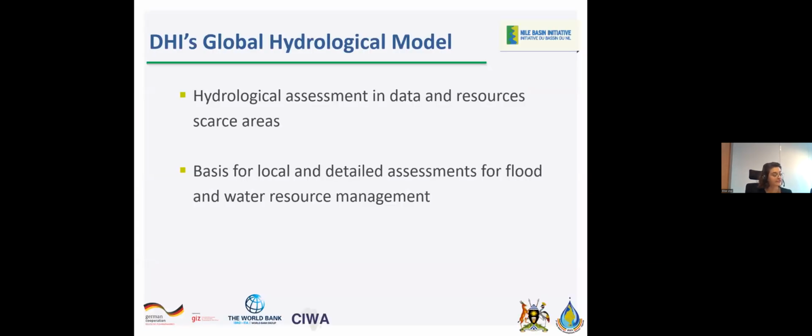So the DHI Global Hydrological Model was developed and applied to analyze and understand the water availability globally and locally. It gives a hydrological assessment in areas where there is very little ground data and where water can be a main issue, which is usually the case in large African basins. And the fact that this model was developed globally makes it highly robust to serve as a basis for local and detailed assessments for flood and water resource management.